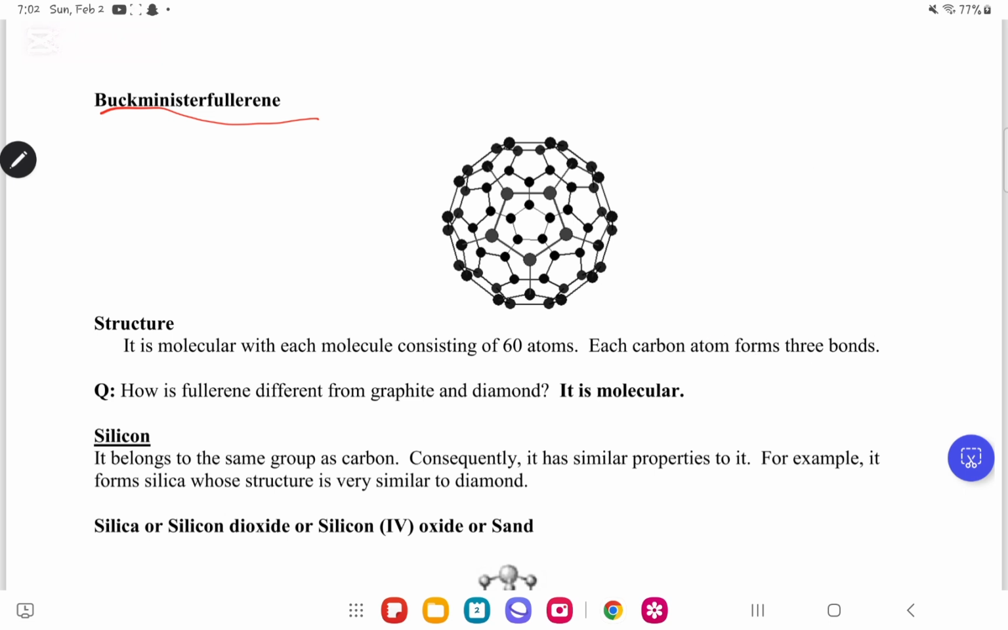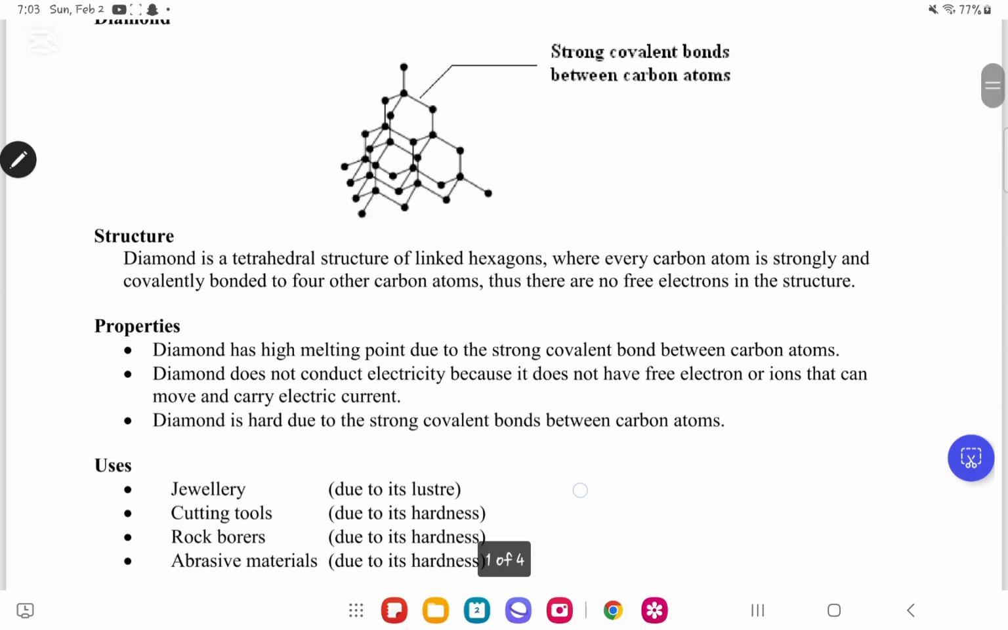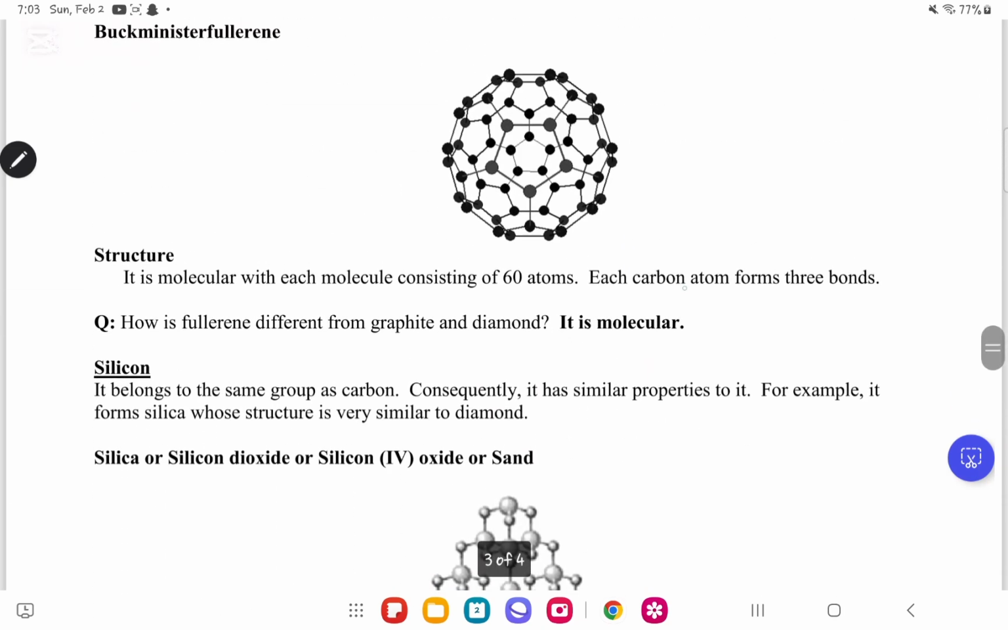That means each atom bonds to 3 other carbons, but pay attention. Here, if you notice, it forms the shape of what? Of a pentagon, whereas above it forms the shape of a hexagon. Here and here they also form the shape of a hexagon.